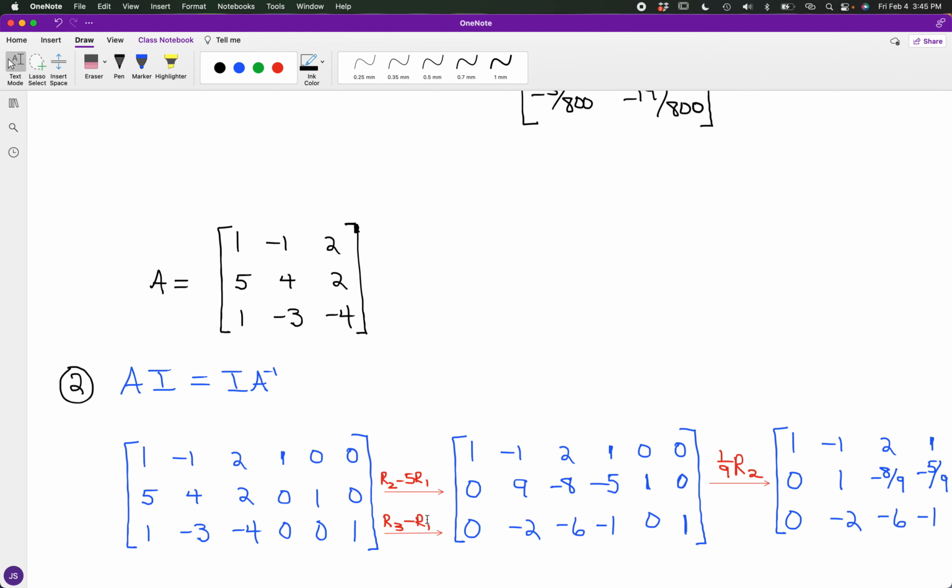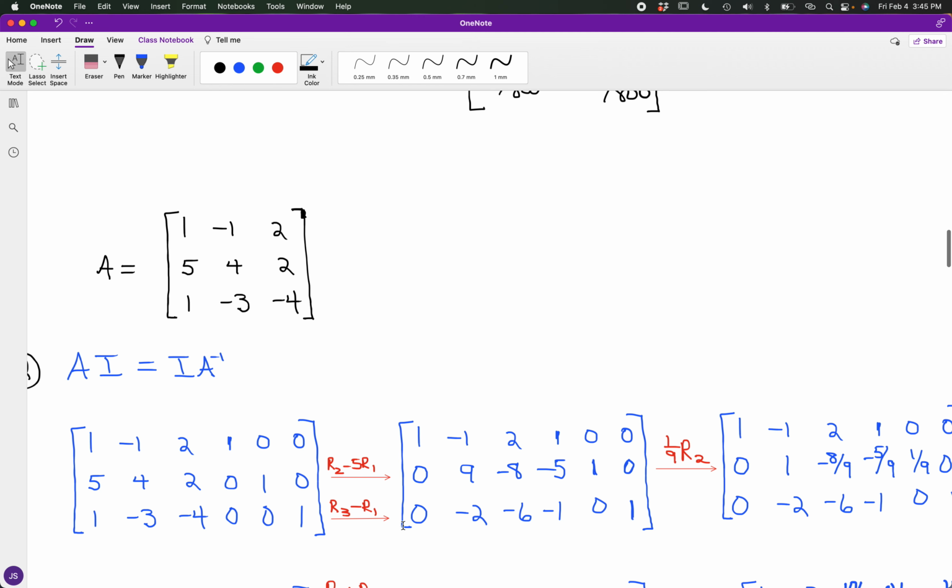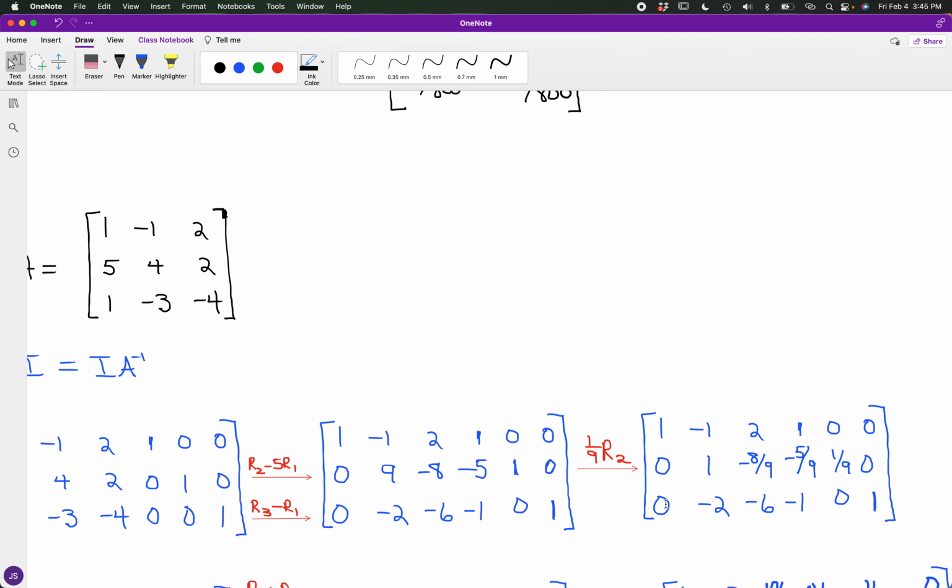So this will involve taking the second row and deducting 5 times the first row, as well as taking the last row and deducting the elements from the top row. So I have these rows involved. So I got 1, 0, 0, and next column I want 0, 1, 0. And the 9 I can convert to 1 upon taking 1/9 of the second row. So I have 0, 1, negative 8/9, negative 5/9, 1/9, and 0.